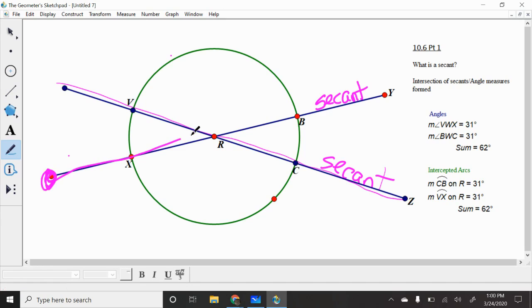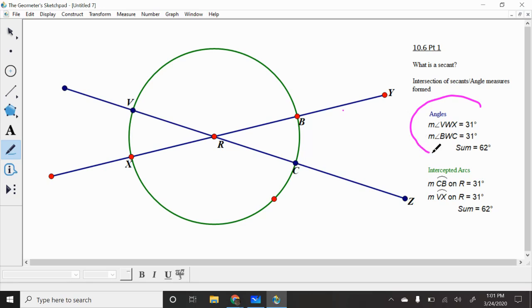They start here, they go all the way through the circle and onward. The only reason they look like segments here is because I can't draw lines, but we're going to assume they're lines. All right. Now let's take a look right over here. This is measuring the angles that are intersecting. This is actually circle W, which is why it says VWX.